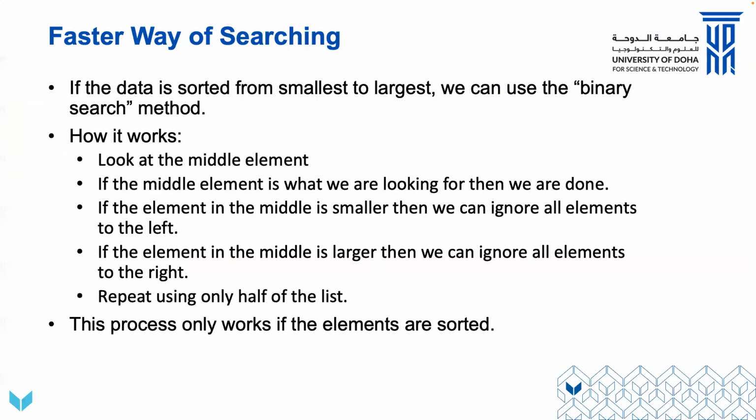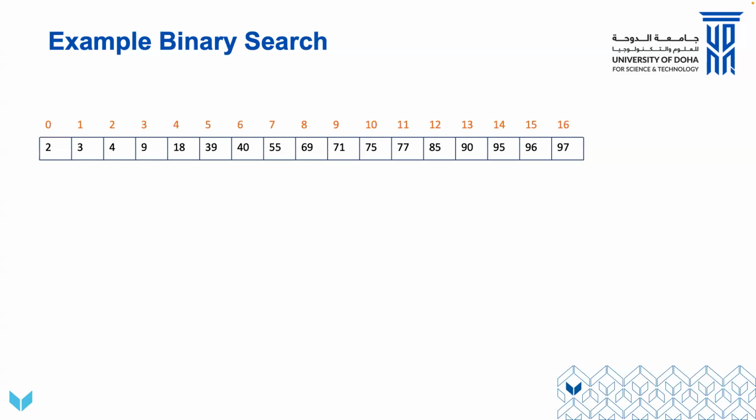This is the next section, called a faster way of searching. So here's the deal. If the data is sorted from smallest to biggest, you can apply a technique called the binary search. Here's how it works. You can read the descriptions, but to be honest, it'll make a lot more sense if I show you this. Okay, here we go.